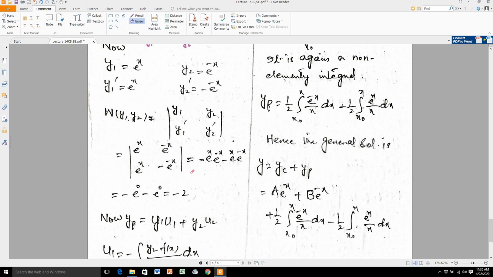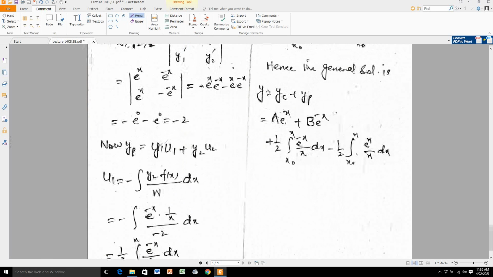By using the properties of exponents, we get e raised to the power 0 minus e raised to the power 0, and you know that e raised to the power 0 is equal to 1. So minus 1 minus 1 is equal to minus 2.